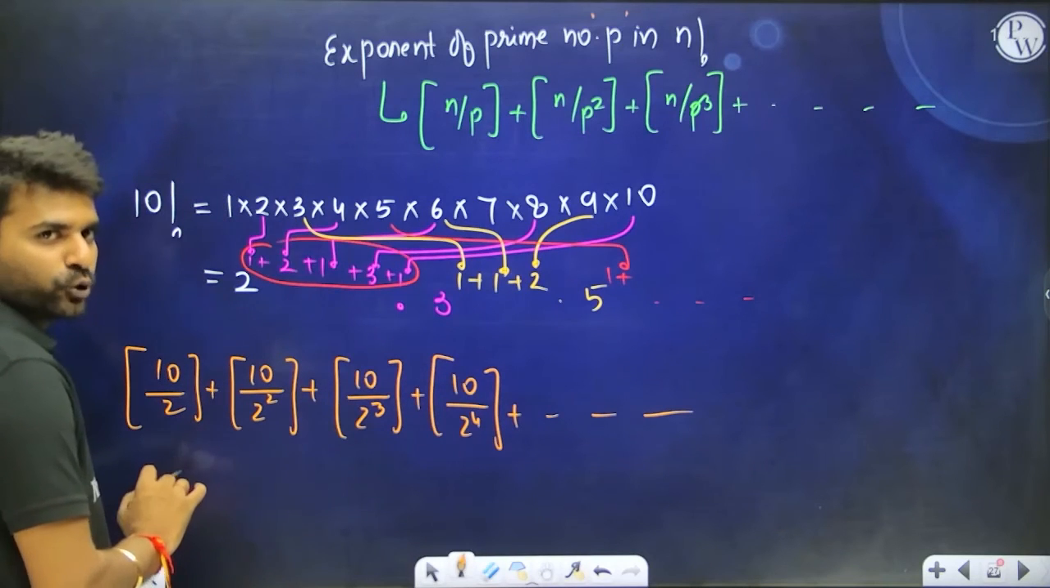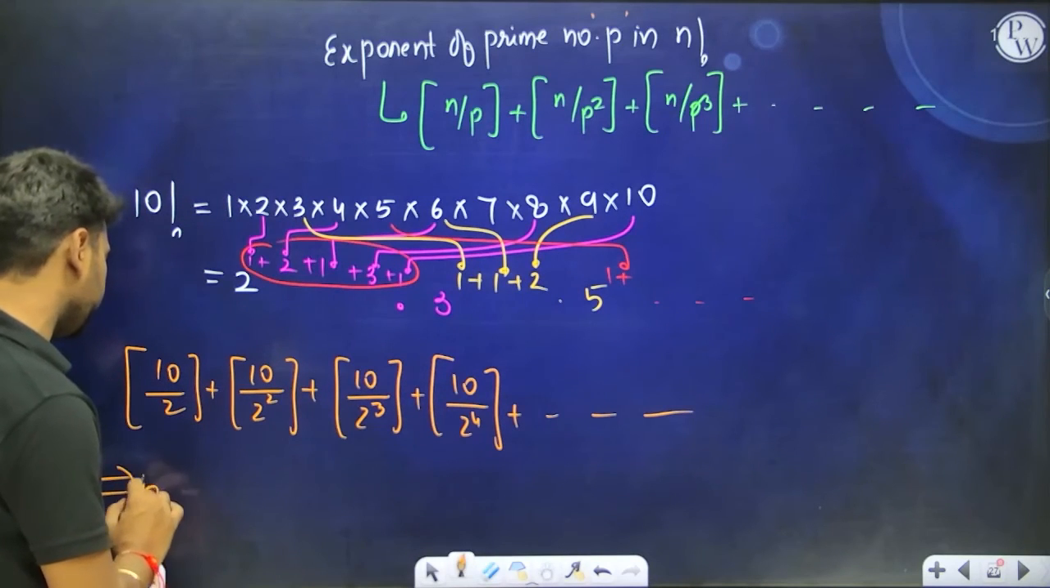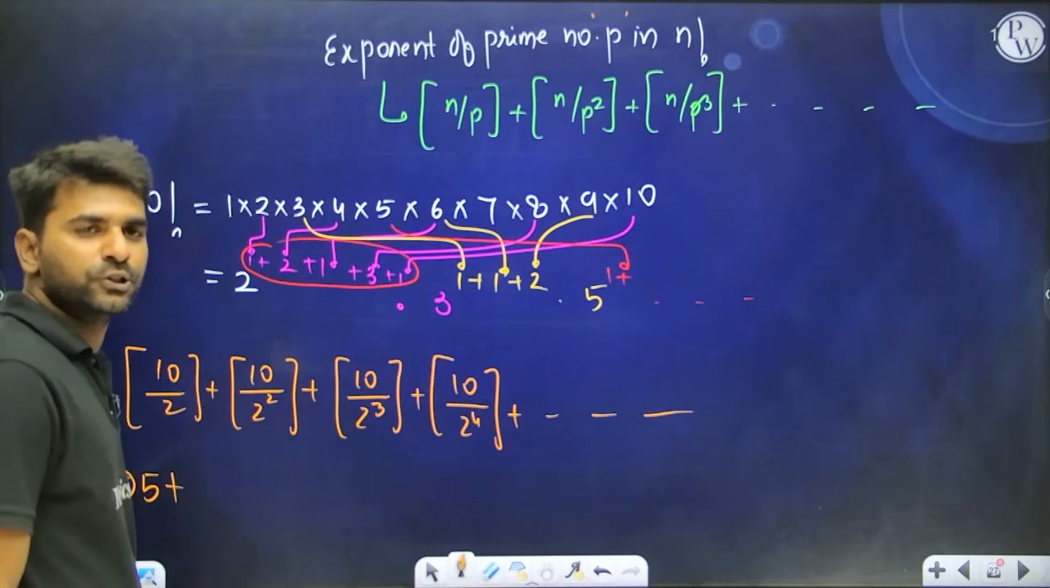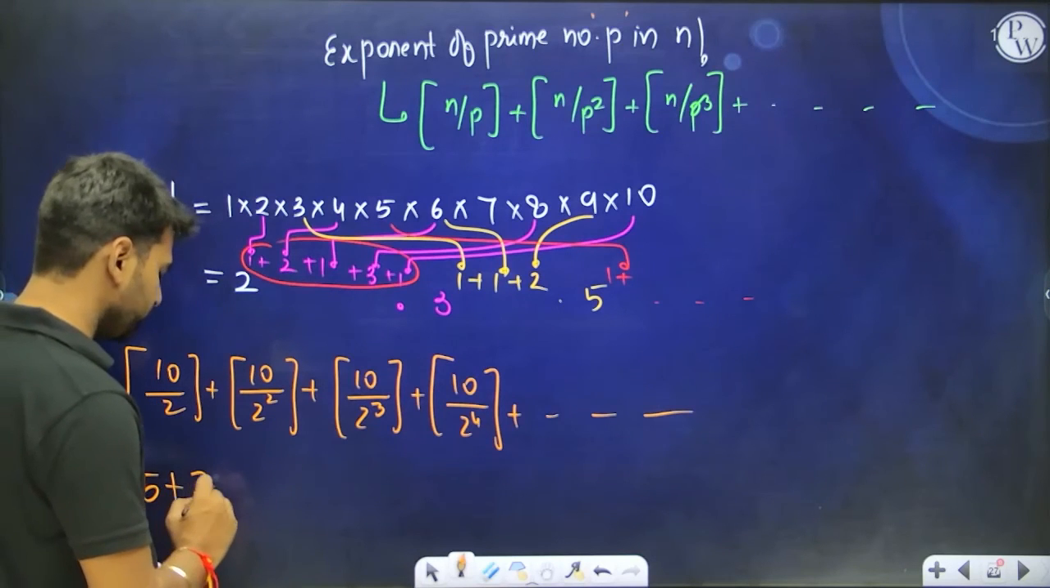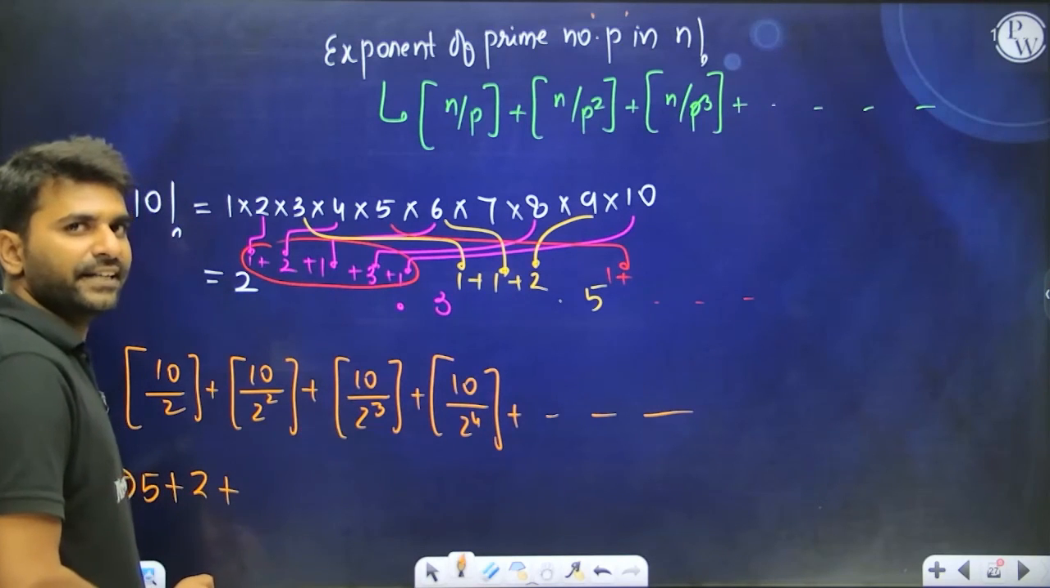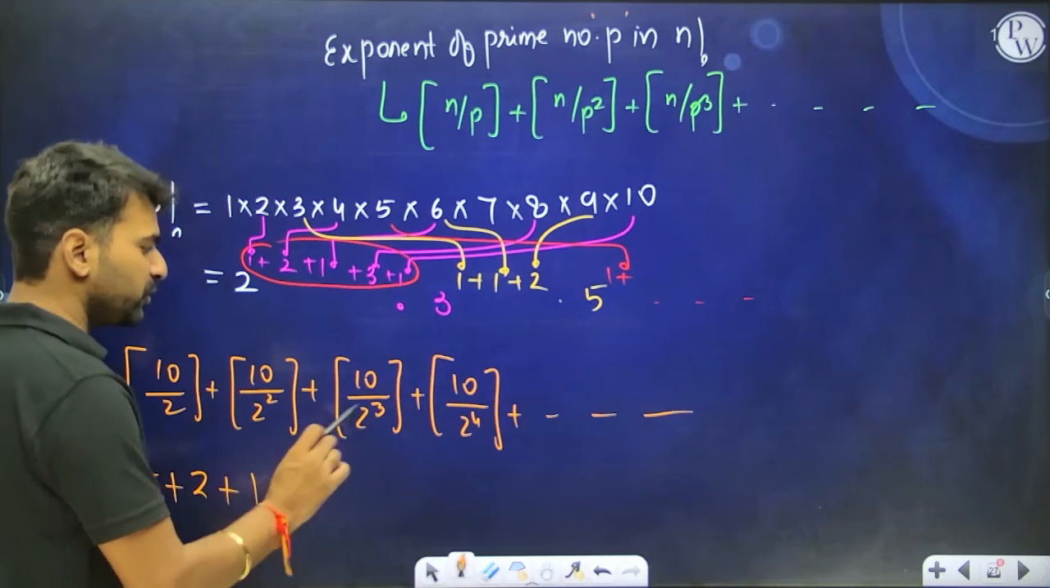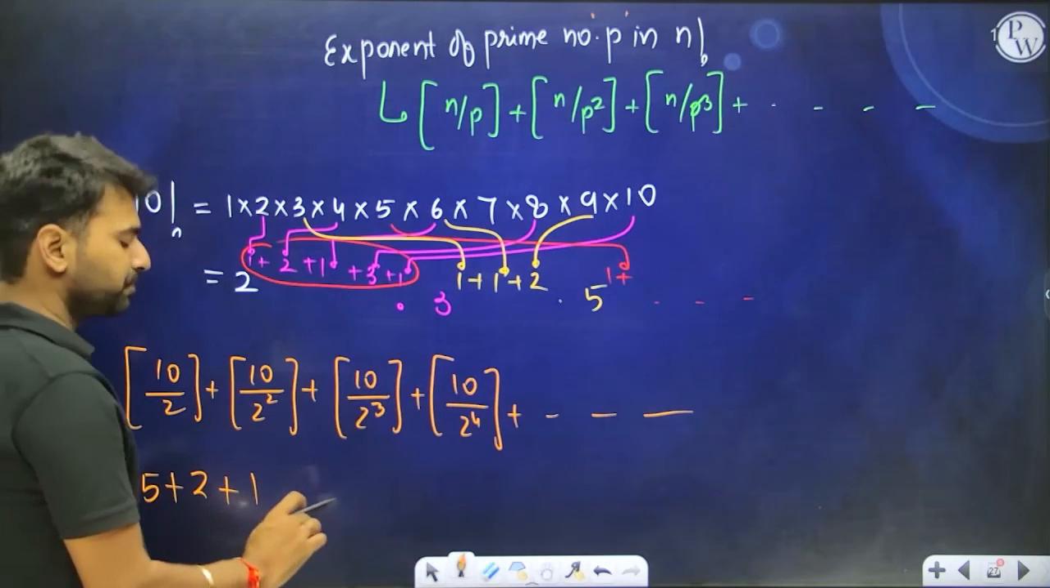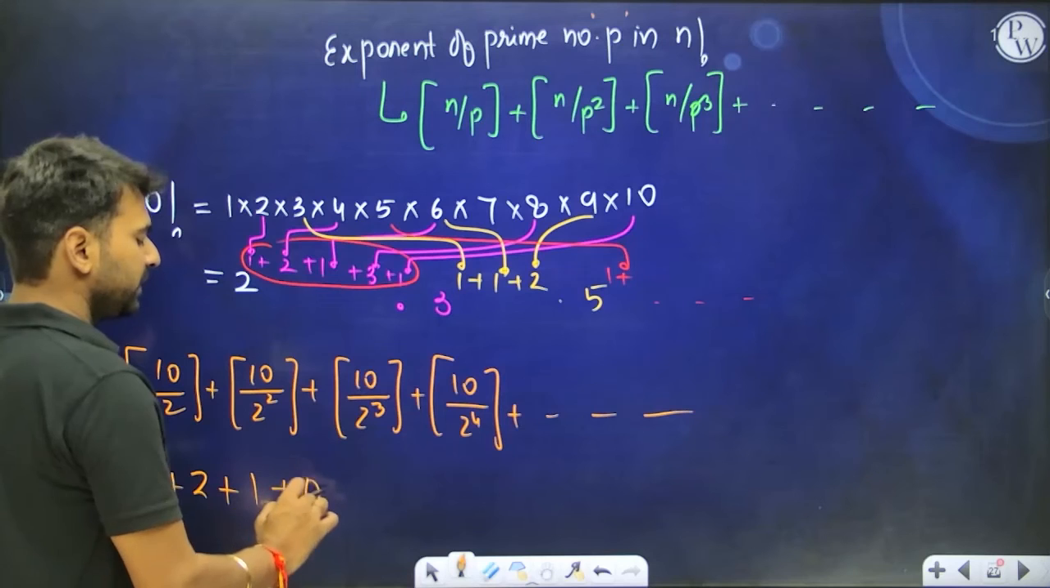10 divided by 2 is 5, the greatest integer of 5 will be 5 only. 10 divided by 4 is 2 point something, the greatest integer will be 2. Over here 10 divided by 8, the greatest integer will be 1 because it will be 1 point something. This is 10 divided by 16, so it will be 0 point something, the greatest integer will be 0.